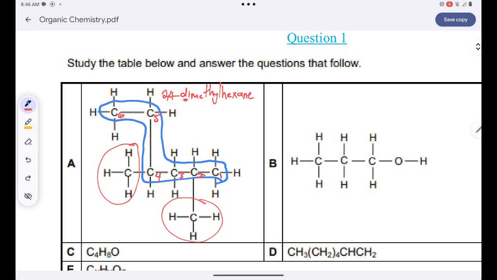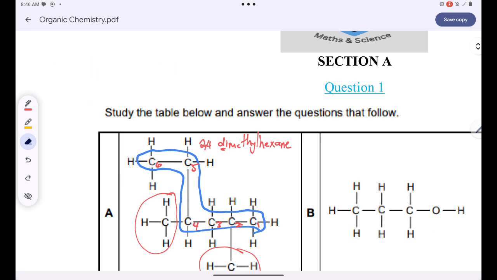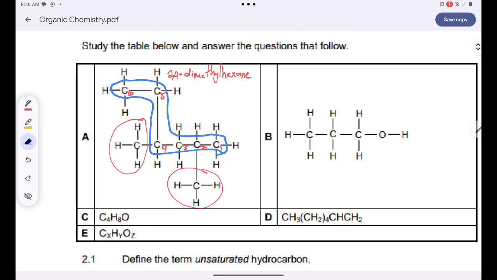The di, guys, simply means I have two of the same things over there. And please note that every time you write down your IUPAC name, numbers and letters need to be separated by a hyphen, like this. Are you together? Numbers should not be next to letters. They should always be separated by a hyphen.